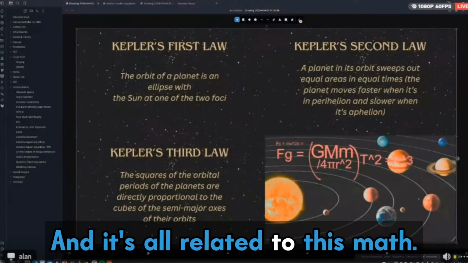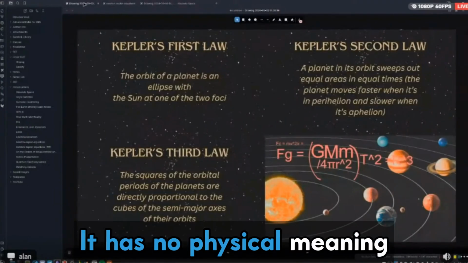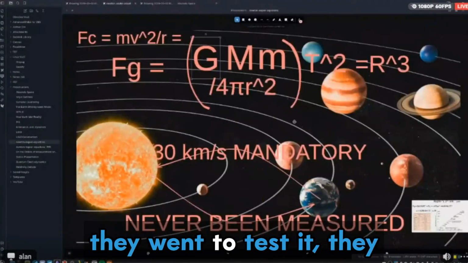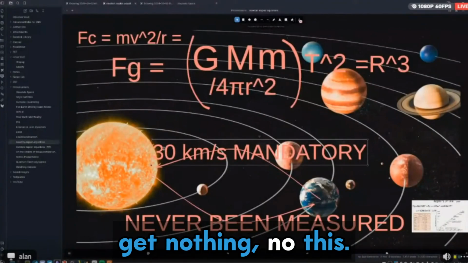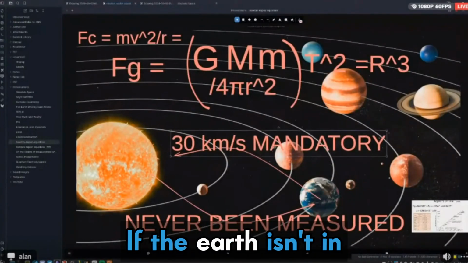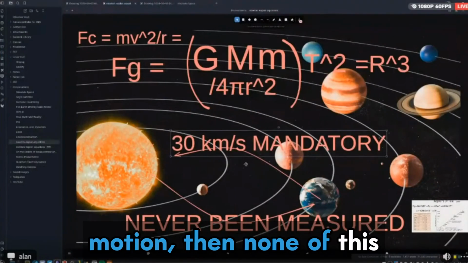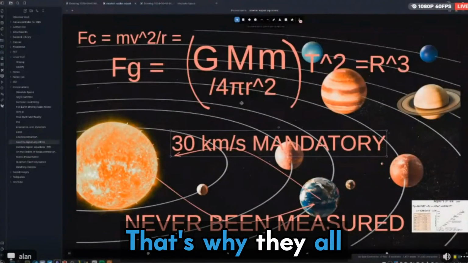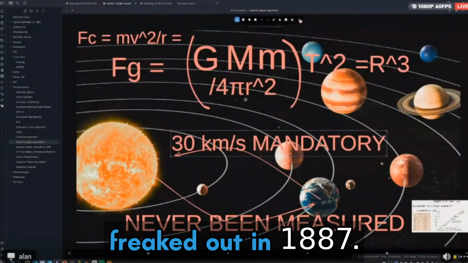And it's all related to this math that has no physical meaning to reality, because when they went to test it, they got nothing. No 30 kilometers a second is mandatory for their model, right? If the Earth isn't in motion, then none of this math means anything. That's why they all freaked out in 1887.